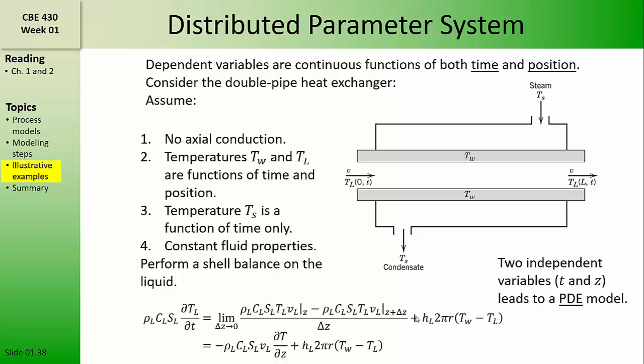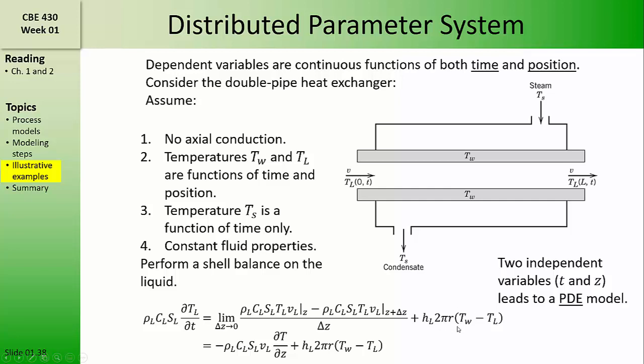Within a differential volume element, represented by a differential length, delta z, down the axis of the pipe, the accumulation of thermal energy is the rate at which thermal energy enters and leaves the differential volume element, where S here represents the cross-sectional surface area that the liquid is flowing through, and V_L represents the velocity of the fluid in the z direction. The thermal energy entering or leaving across the tube wall is given by this term.